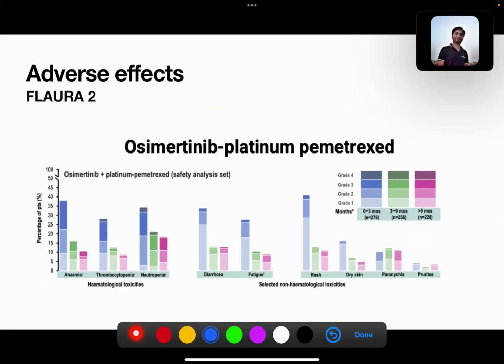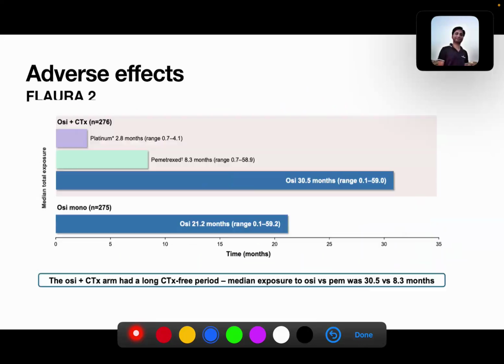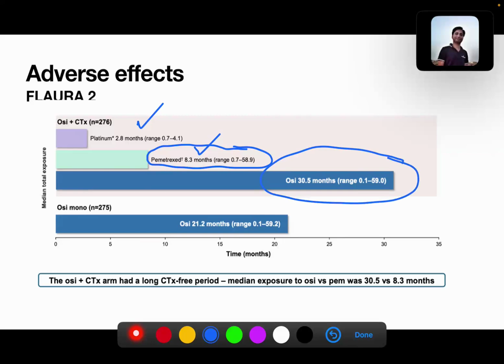Now, coming to the adverse effects, you can see here that most of the patients received 4 cycles of cisplatin plus pemetrexed plus osimertinib. So once they completed 4 cycles, they went for pemetrexed plus osimertinib maintenance. And you can see here that pemetrexed was discontinued in majority of patients after 8 months. Okay, and then they only continued with osimertinib maintenance. So due to toxicity, pemetrexed maintenance was discontinued in most of the patients after a median time of 8 months.